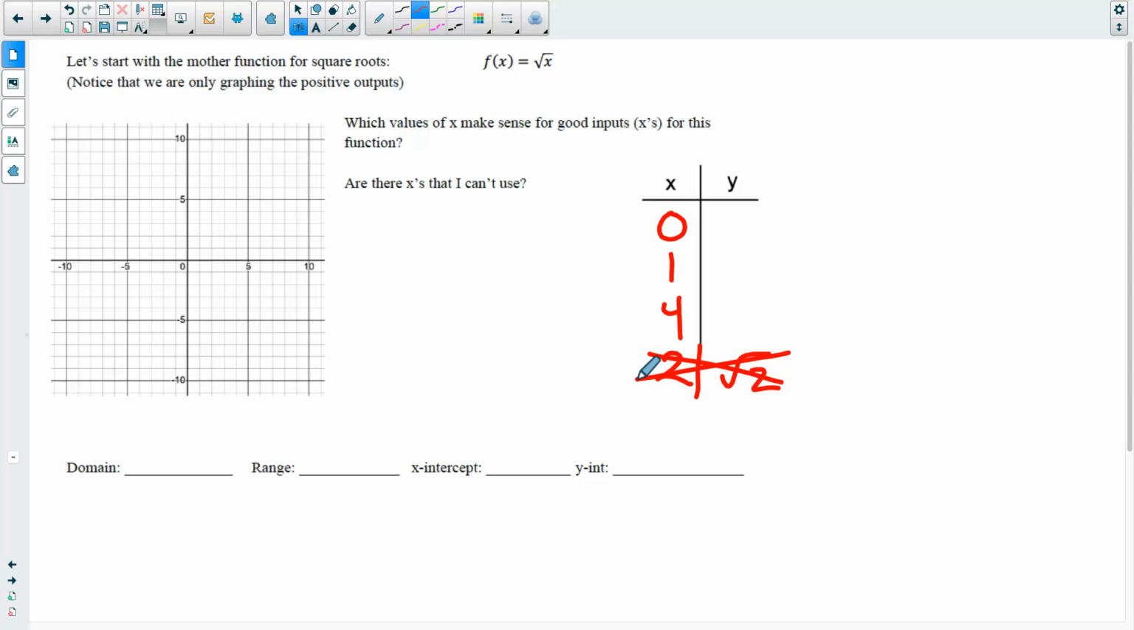So I'm going to plug these in. And so you would look at something like the square root of 0 is 0. The square root of 1 is 1. The square root of 4 is 2. There's nothing too crazy that has happened yet.